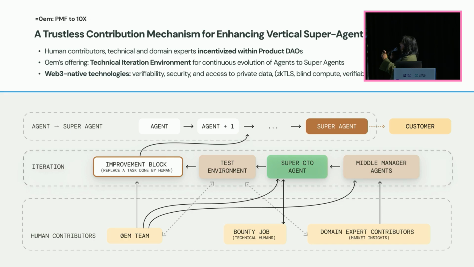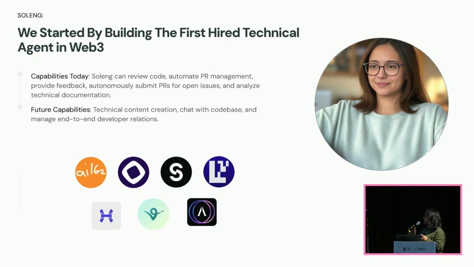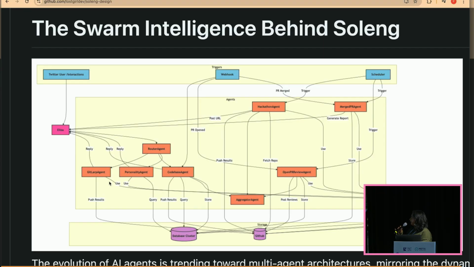Over time, we're tracking basically how each improvement block generates revenue within a vertical agent. Basically, think of it as this Cursor on steroids with the added component of incentivization for domain experts. Our go-to-market is really focused on three main agents, and one of the first agents that we've deployed is a DevRel agent. She's the first hired technical agent in Web3. She currently automates open source PR reviews, reviewing and leaving comments on open PRs.